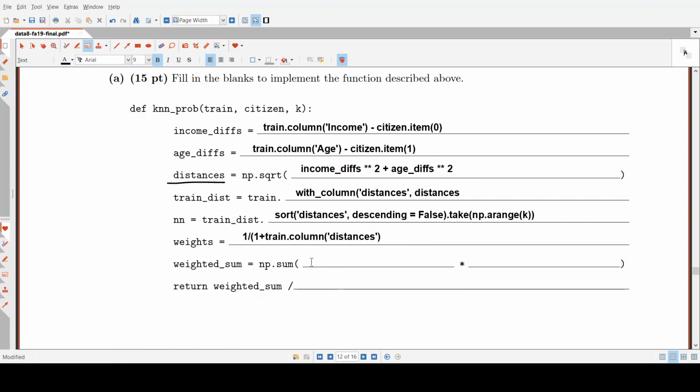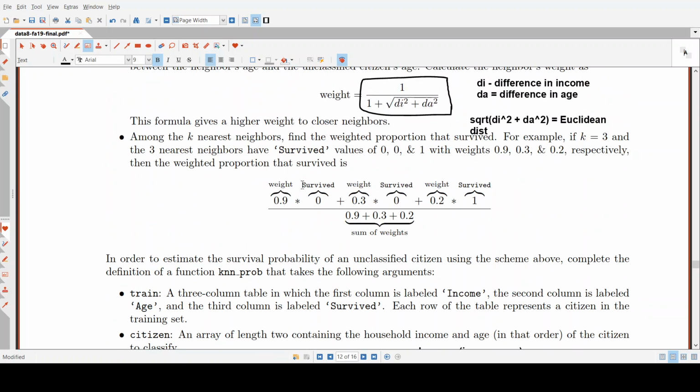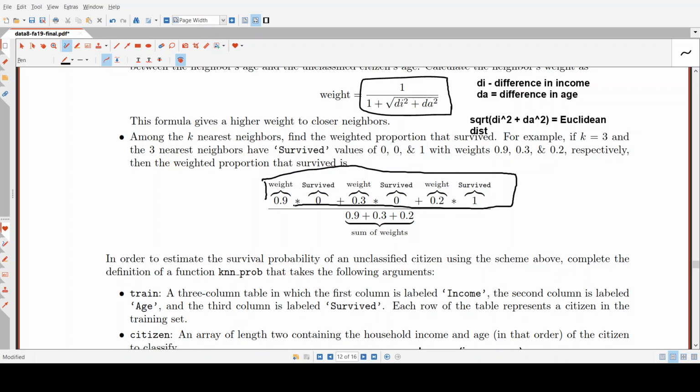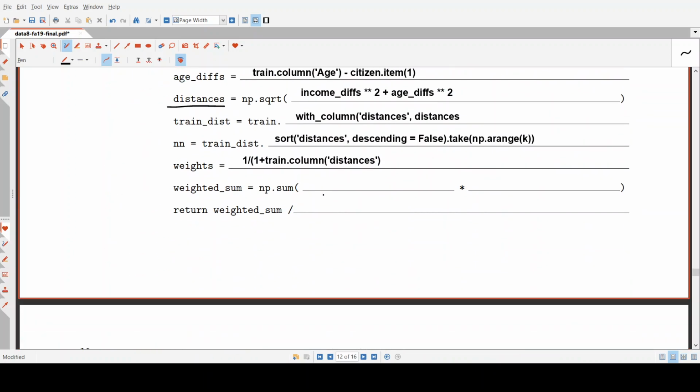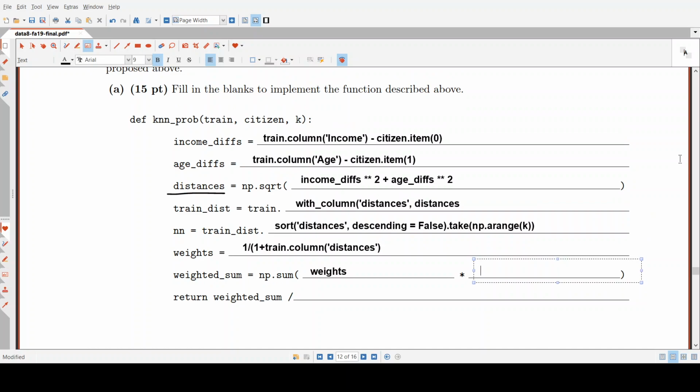Weighted sum is what we want to calculate here. We basically want to multiply each weight by whether or not they survived. It gives us two things to multiply together. The first one should obviously be our weights. And then the second one is whether or not they survived. How do we get that? We can do that by taking the array survived out of our table, train. So train.column, survived.